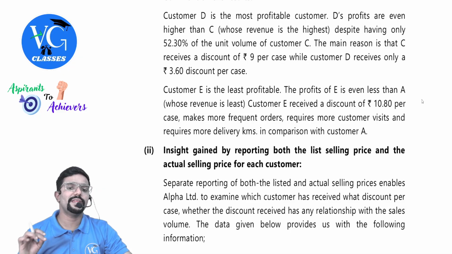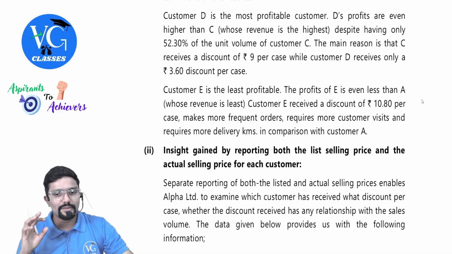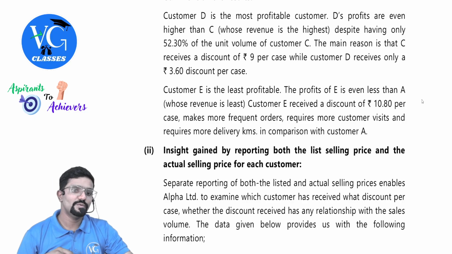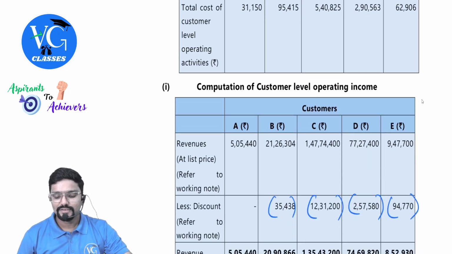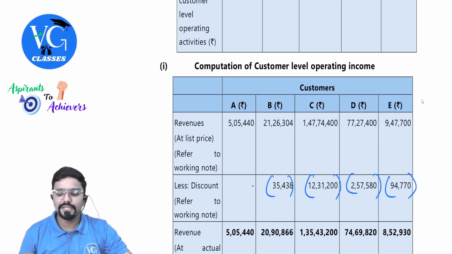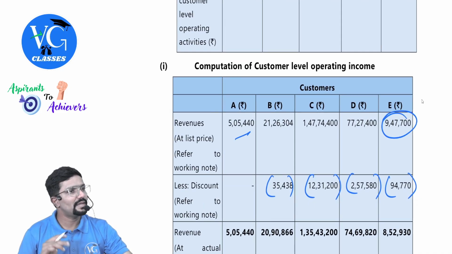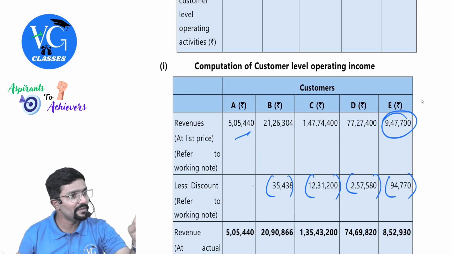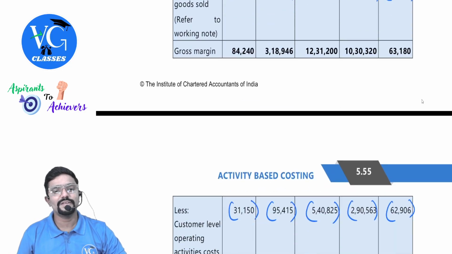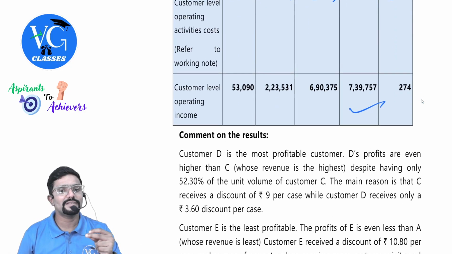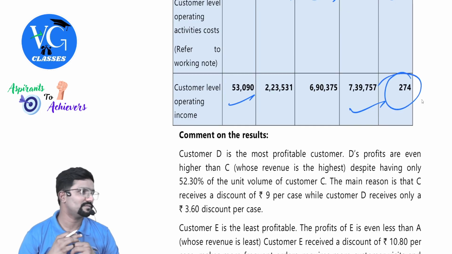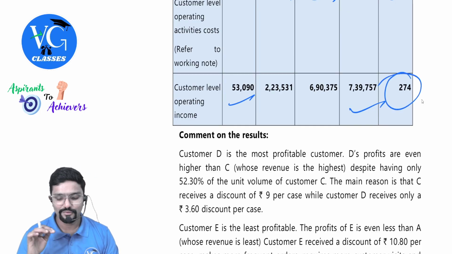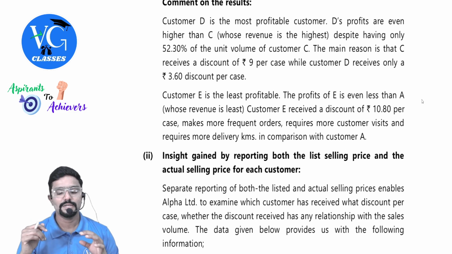Coming to customer E, he is the least profitable. The profit of E is even less than A, whose revenue is least. Revenue wise, who is having least? A only. E is having more, whereas A is having less than that. Least is revenue wise A, but profit wise you check. At least this guy has contributed something, 274. What is the reason for it?